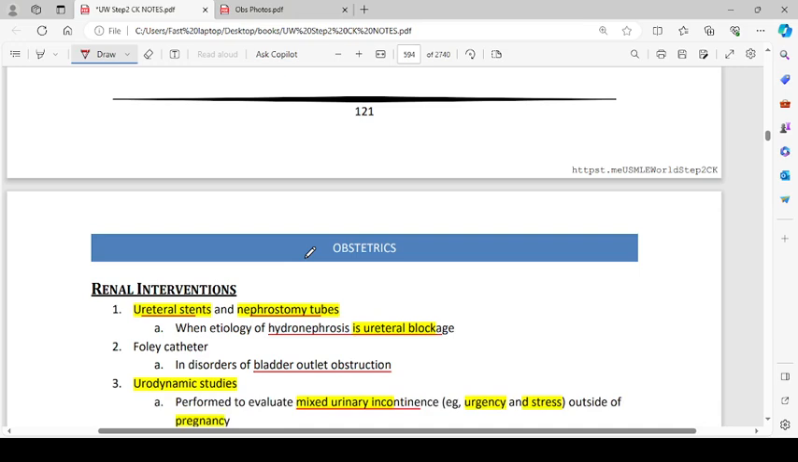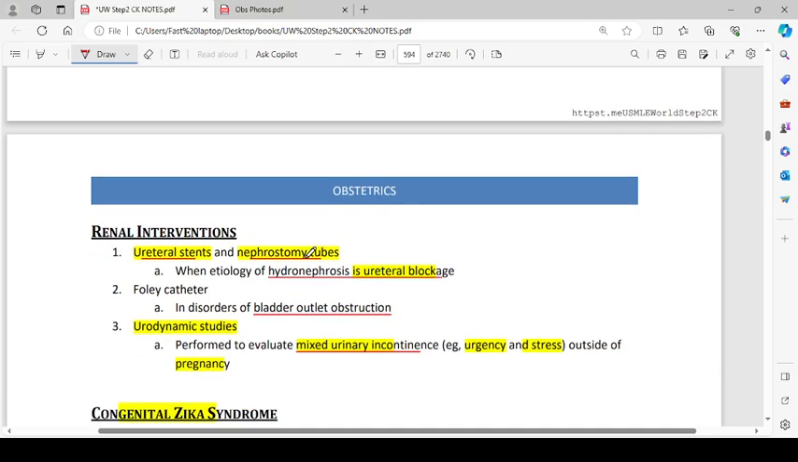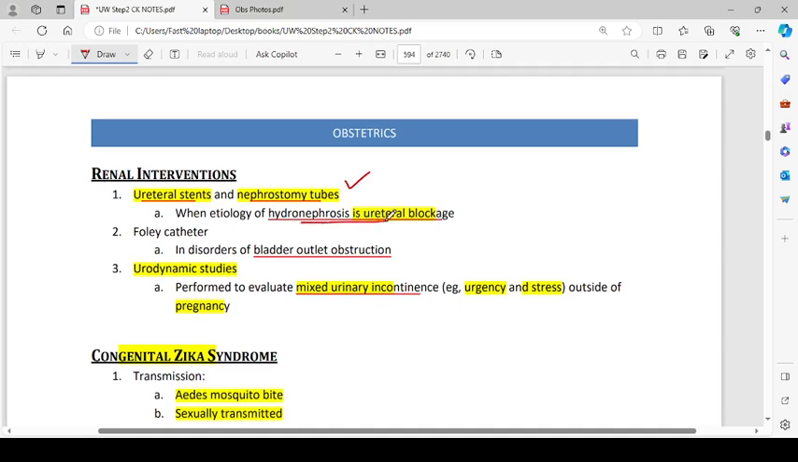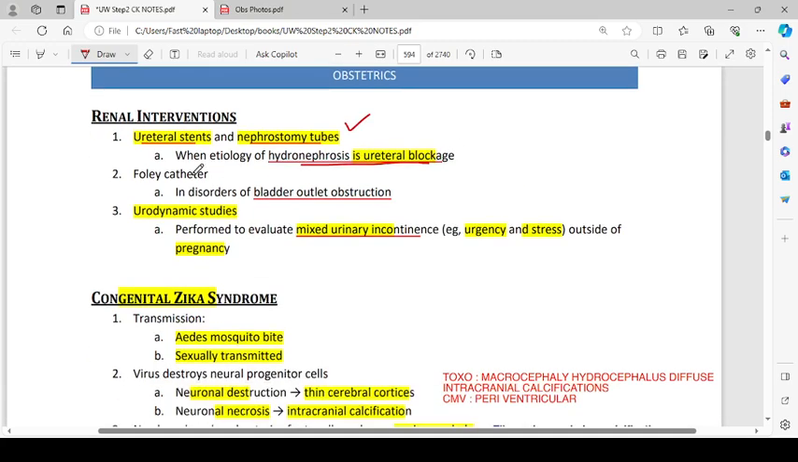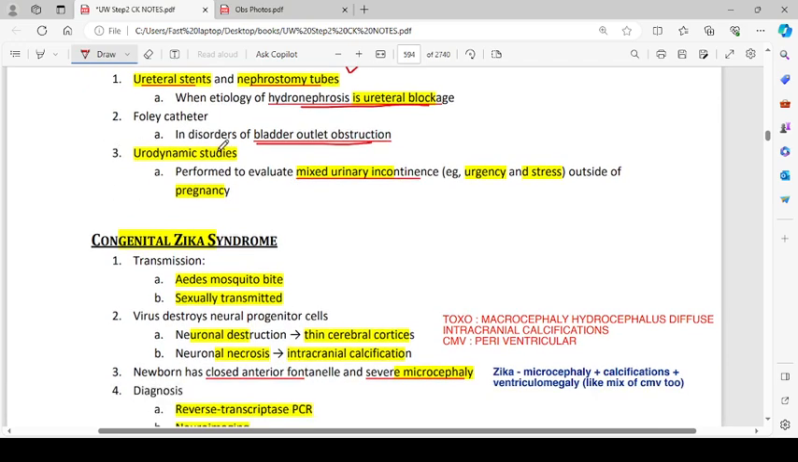Hematuria is also seen. Renal interventions: ureteral stents and nephrostomy tubes when etiology of hydronephrosis is ureteral blockage. Foley catheter in disorders of bladder outlet obstruction. Urodynamic studies performed to evaluate mixed urinary incontinence, for example, urgency and stress, outside of the pregnancy.